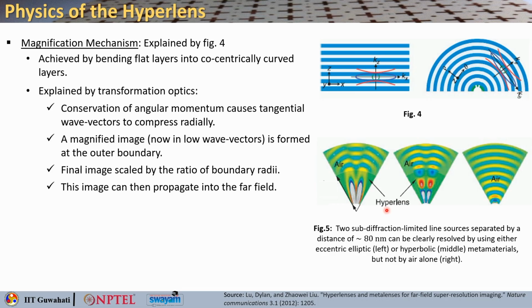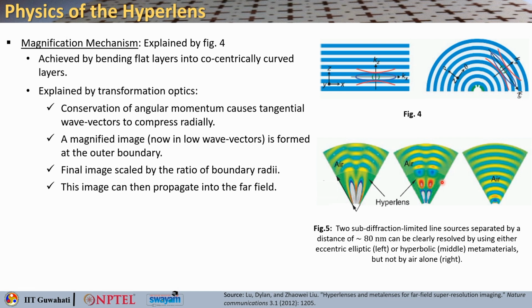Okay. Here assume that these two objects are separated by a distance of say 80 nanometer. So, you can either use an eccentric elliptic kind of a metamaterial, which is this one. Okay. So, in that case also you can convert this high wave vector information to a lower wave vector information, and then you can come up to this boundary which can further propagate. So, here you can resolve the two objects.